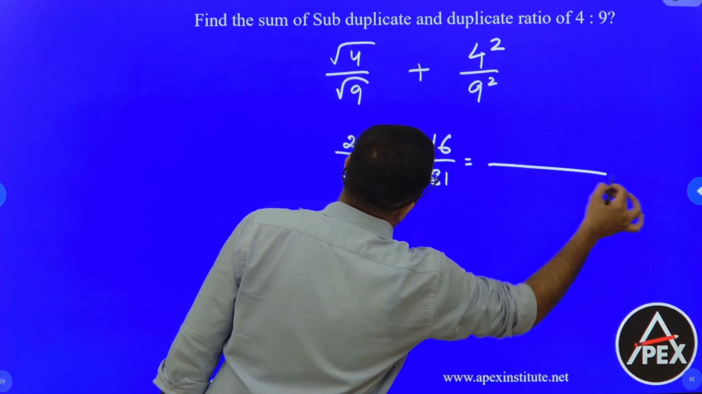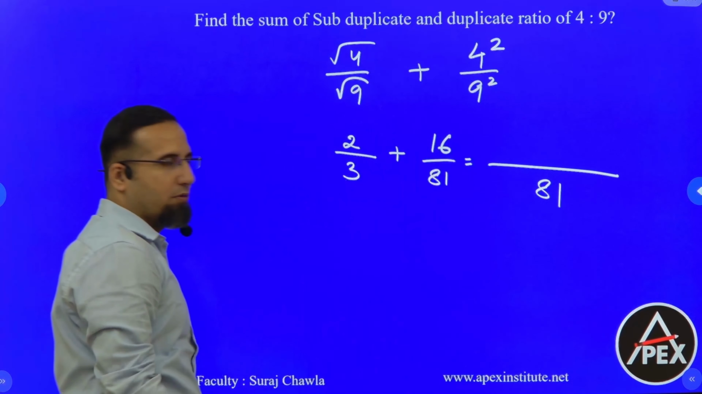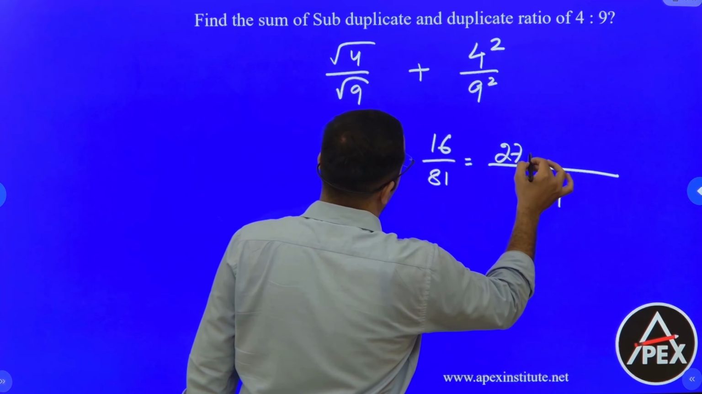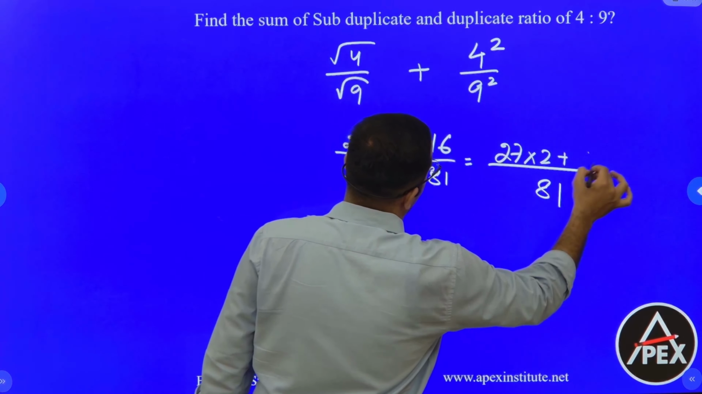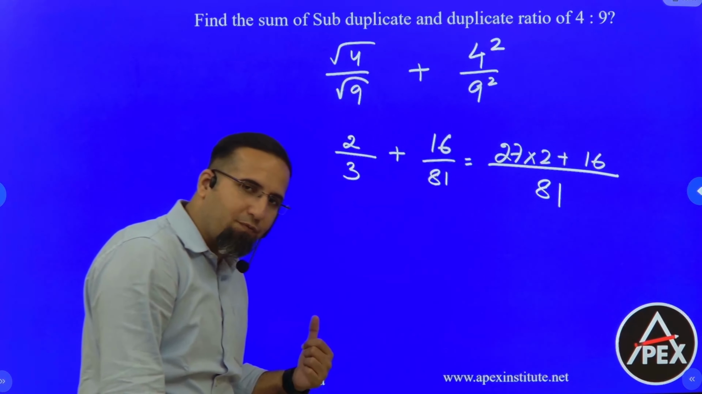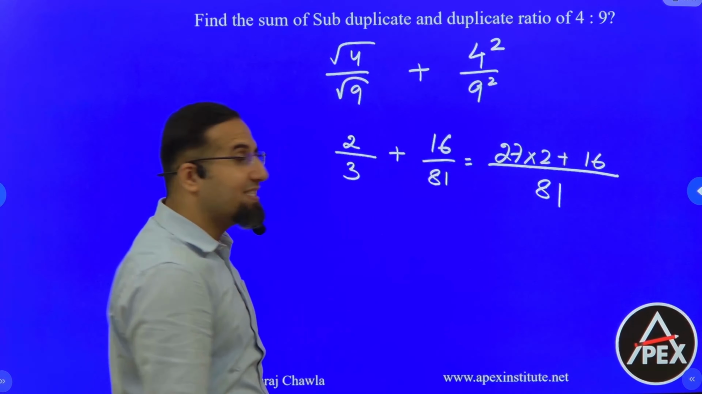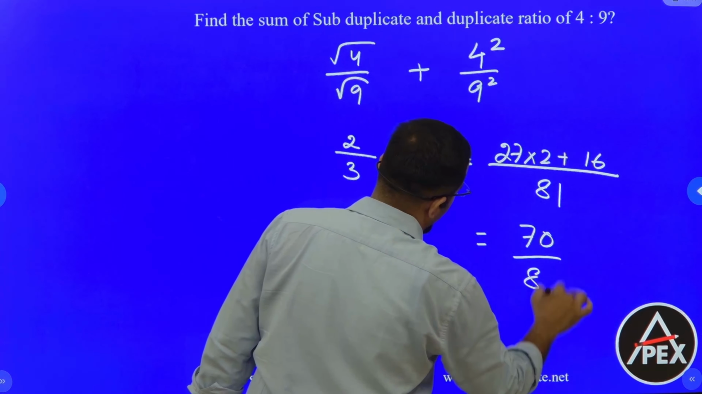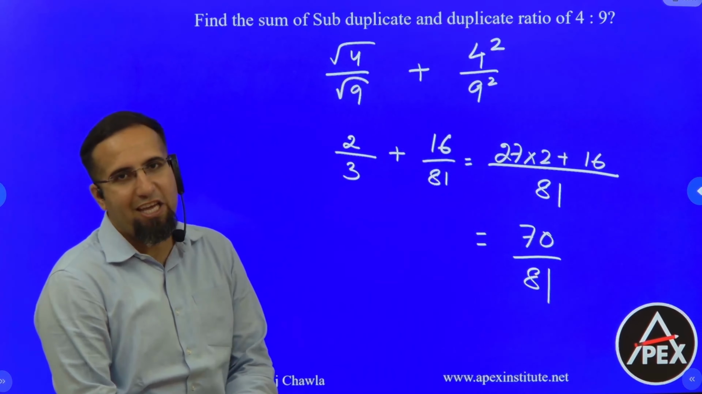So what is the LCM of 81 and 3? The LCM is going to be 81. Clear? Since we already have a 3, this becomes 27 into 2 plus 16. So what is 27 into 2? 27 into 2 is 54. 54 plus 16 is 70. So therefore, we get the final ratio as 70 is to 81.